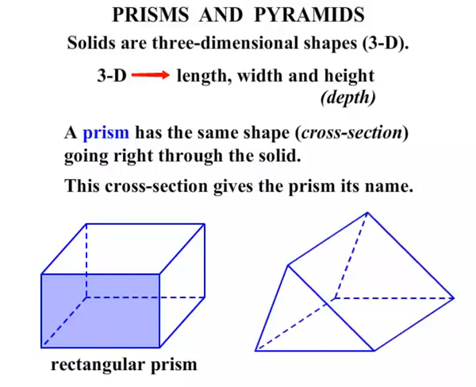Now what about this prism? Well, if you look at this area here, this cross-sectional area as shown, it also goes straight through the solid. So it's known as a triangular prism.